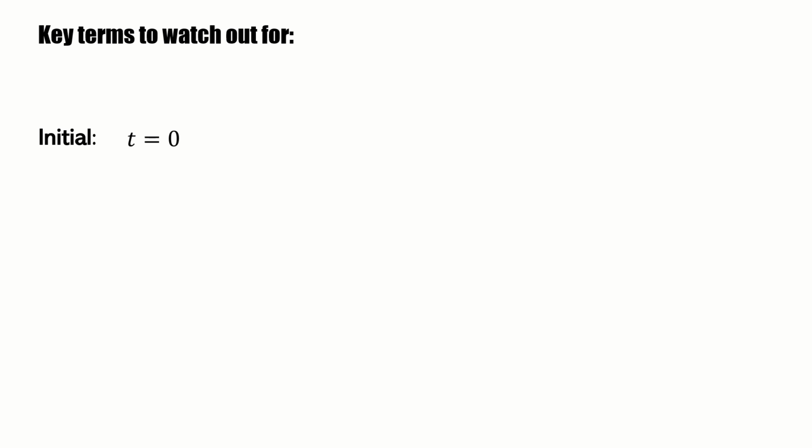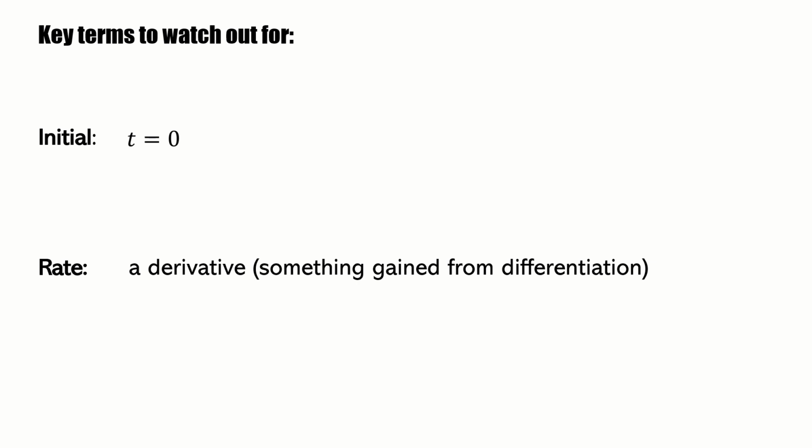The second thing to be aware of is that you might sometimes see the word rate, and you need to be aware that actually rate is related to differentiation. Rate of something is the derivative of that thing, and generally we're differentiating with respect to time because that's how things change. They change over time, so that's the sort of thing we're talking about here.